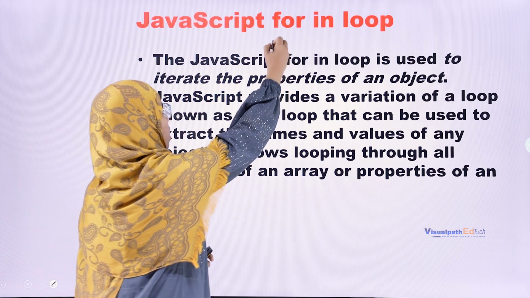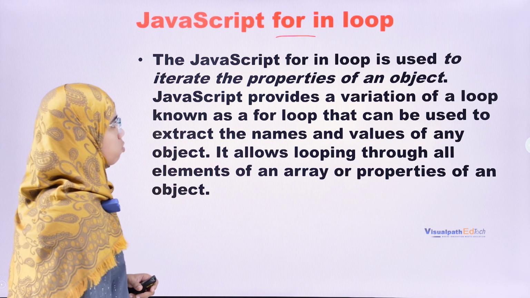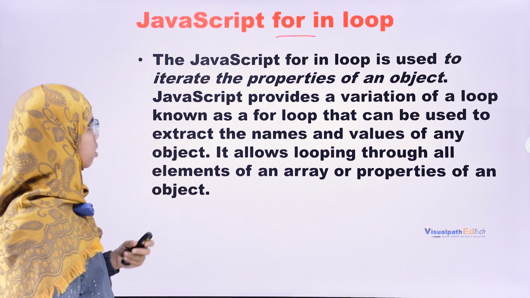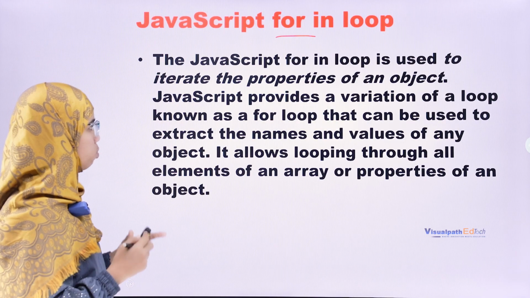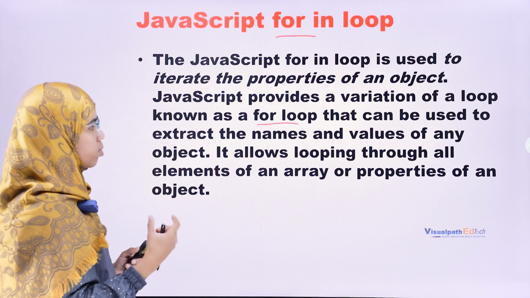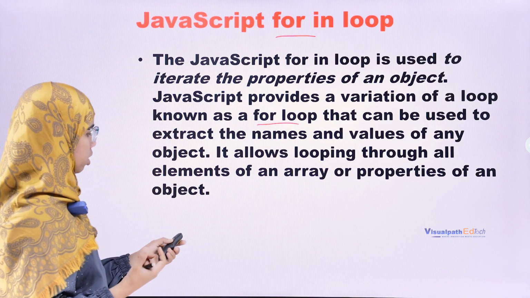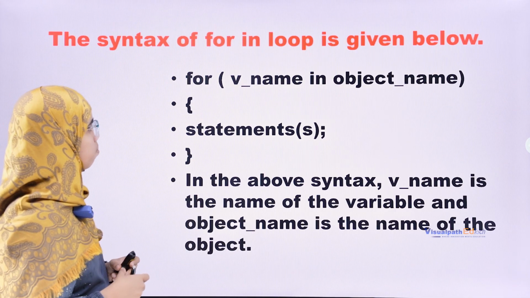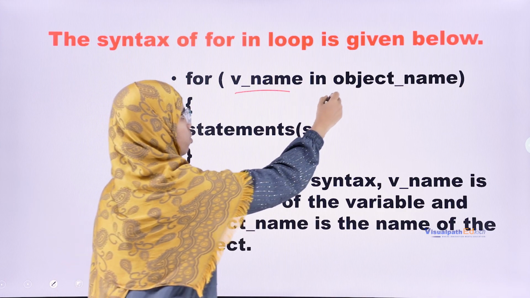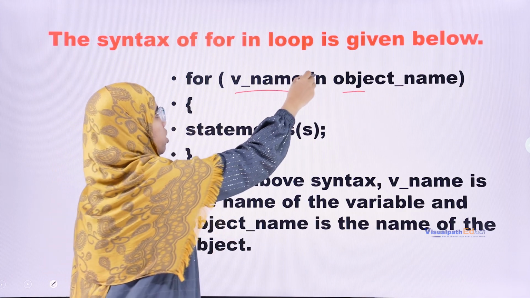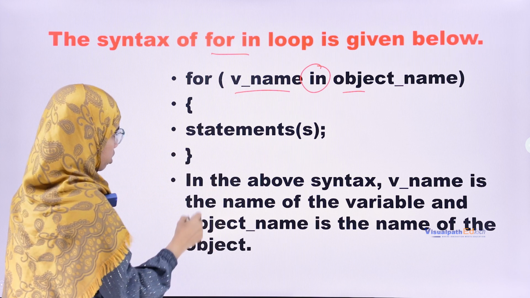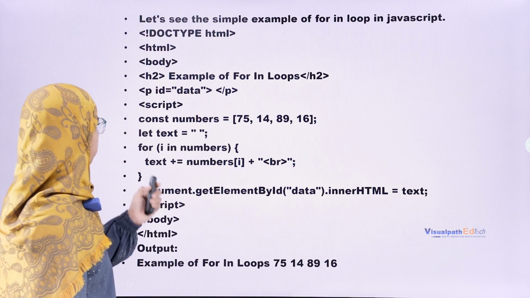For in, the fourth type of the looping statements, is the for in loop, which is used to iterate over the properties of an object. It provides a variation of the for loop, and this can be used to extract the names and the values of any object. You can see this in an example here. We are using a variable name, and some object name is given. So in is an operator we are going to use in the for in loops. This is the syntax given to you. Let us see an example.